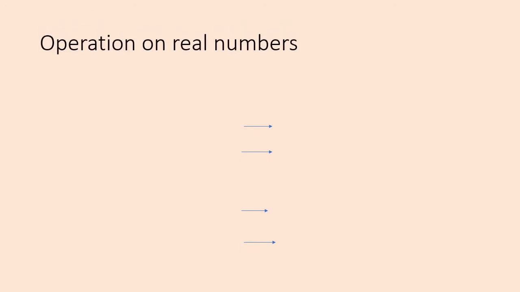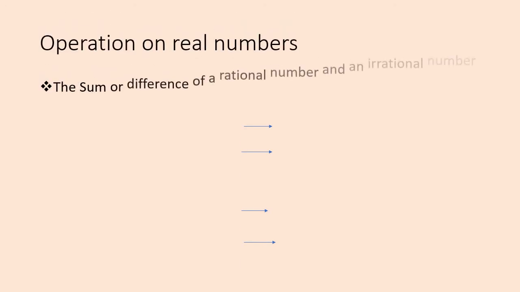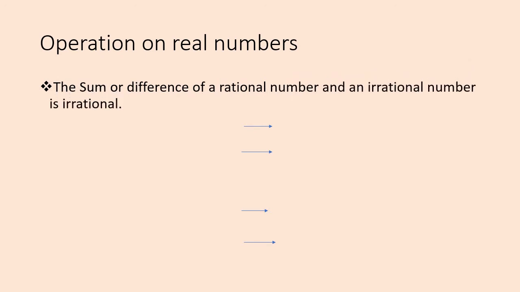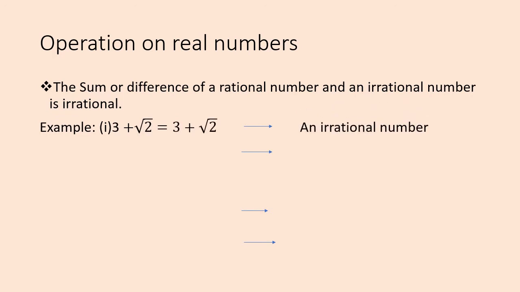Now, operations on real numbers. The sum or difference of a rational number and an irrational number is always an irrational number. For example, 3 plus root 2. 3 is a rational number and root 2 is an irrational number. The sum 3 plus root 2 is an irrational number. In the same way, the difference 7 minus root 5: 7 is a rational number, root 5 is an irrational number, and the difference is an irrational number.